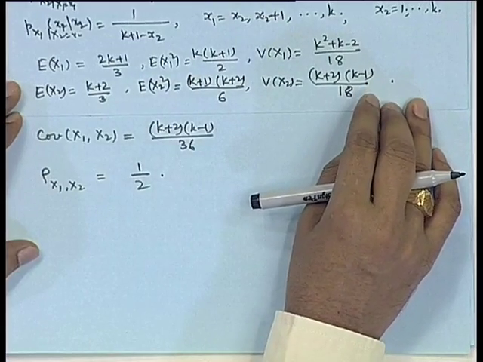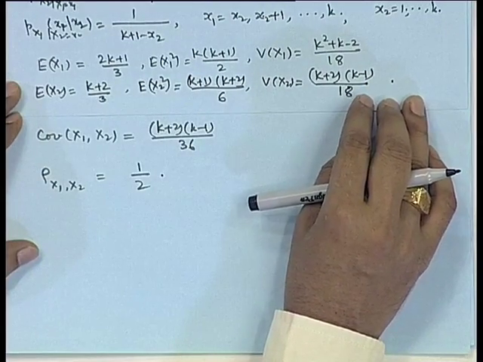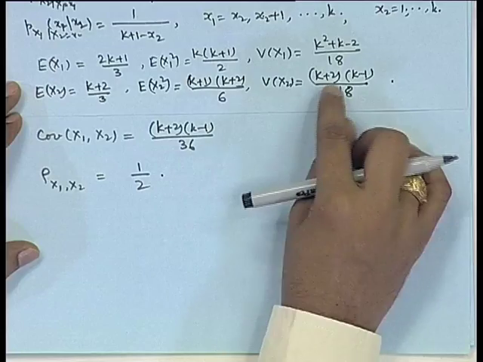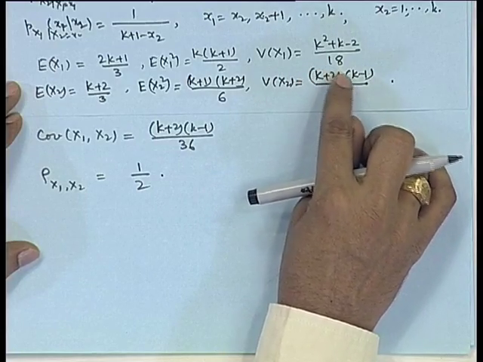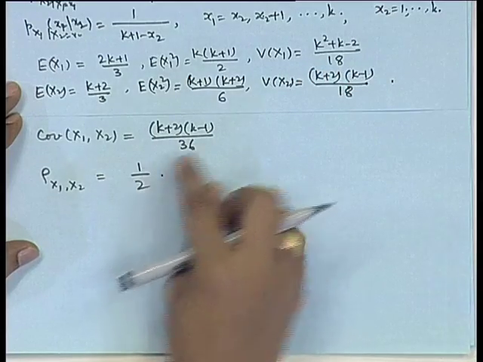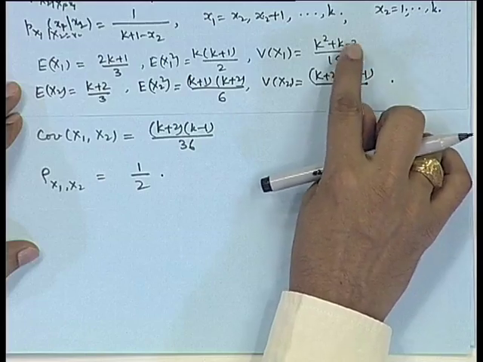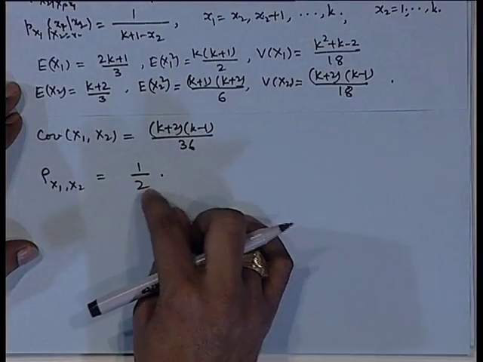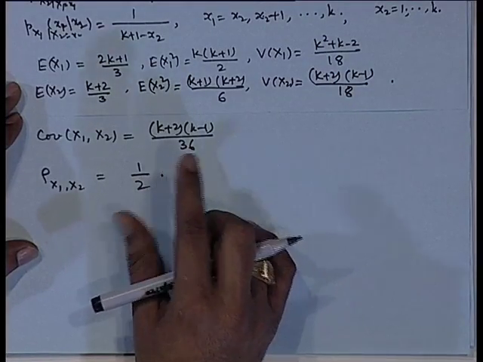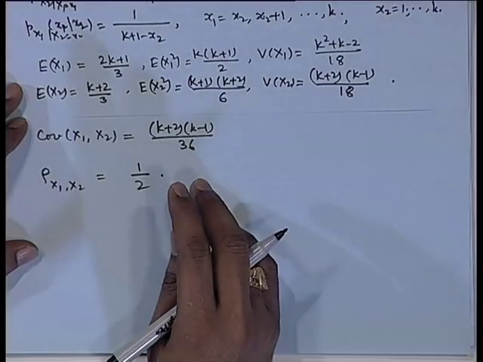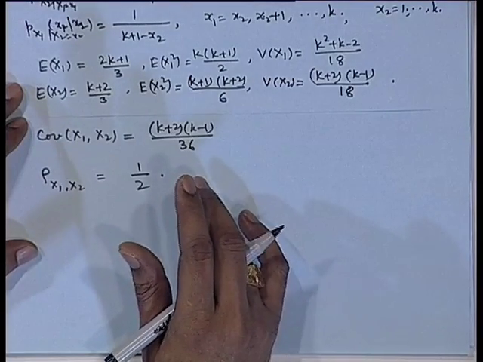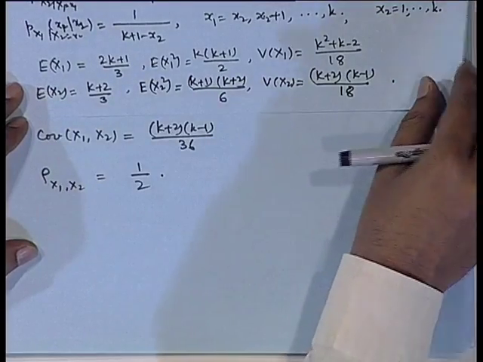Now, if we divide covariance by the product of the square root of the variances, we get simply half, because it is k plus 2 into k minus 1 by 18 for both of these. So, the value turns out to be half. So, the correlation coefficient between the random variables x 1 and x 2 is half here.